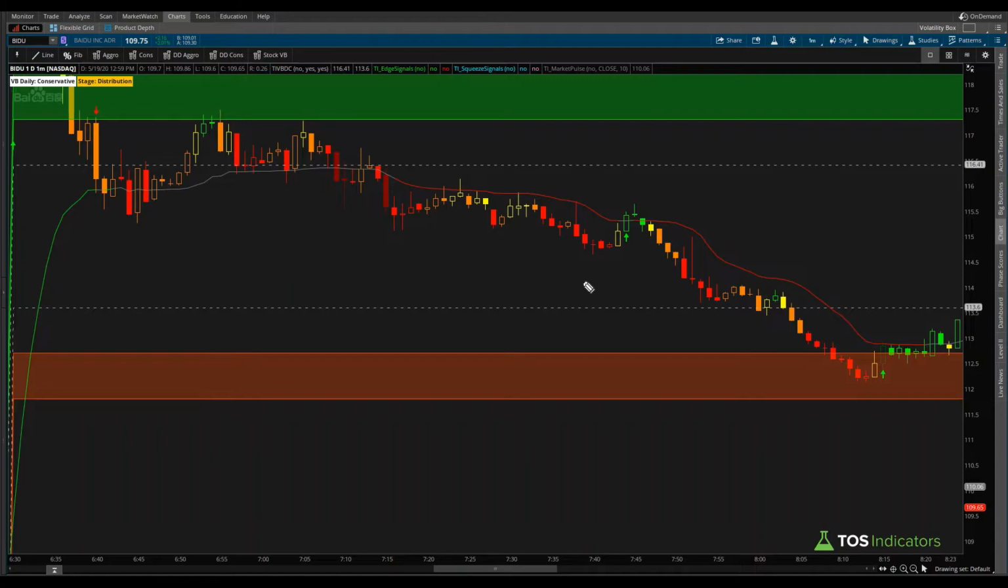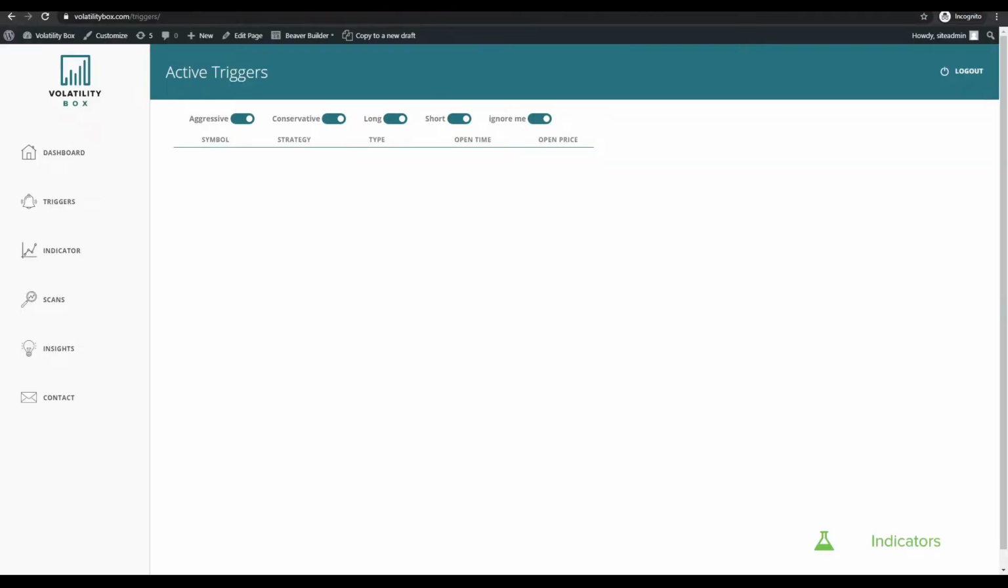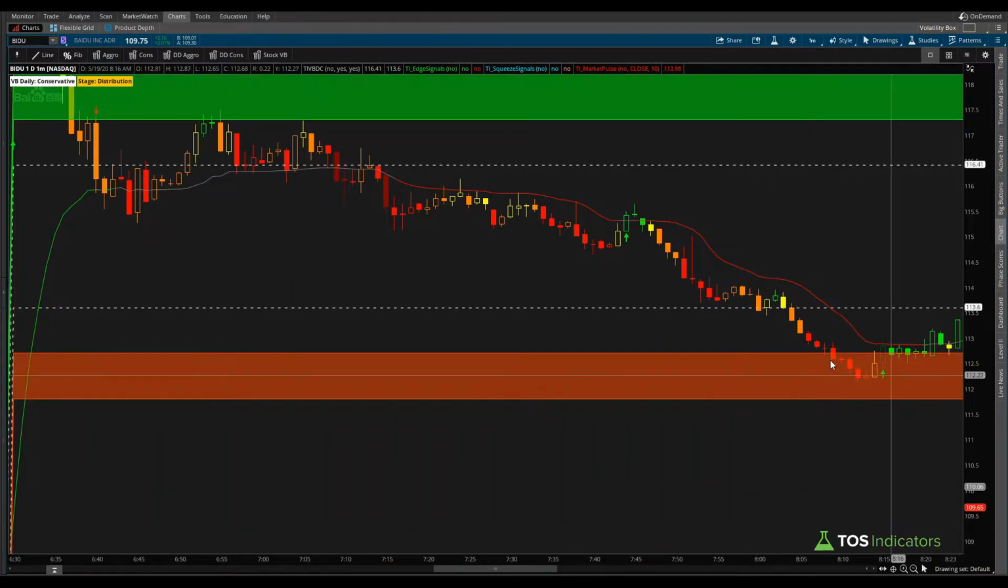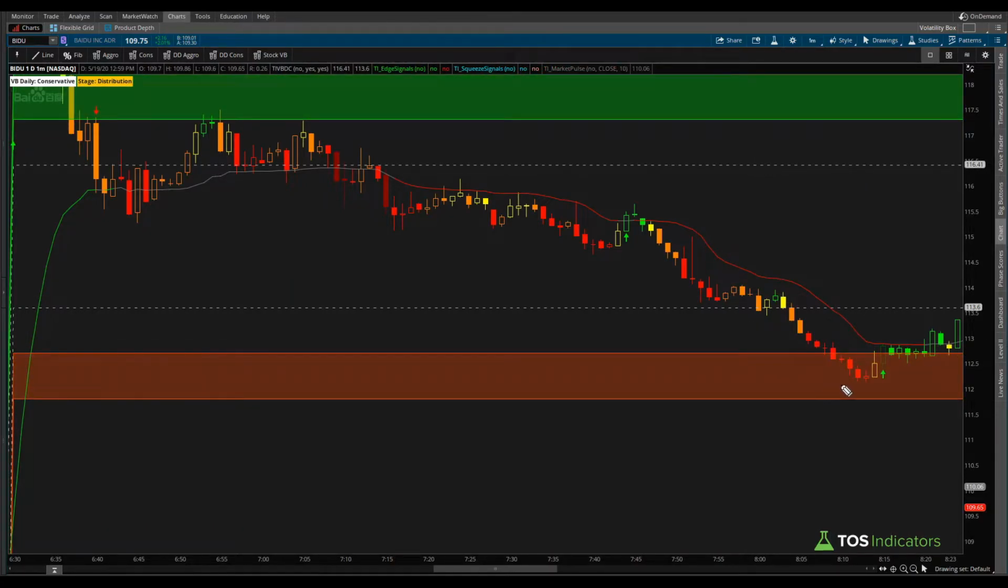All right, so starting with Baidu, we had Baidu first hit our live triggers page, which is our scanner, when it first breached our volatility box at this point. And so that's when it came on our list live during the market hours, where you had an opportunity to enter Baidu once we had our edge signal confirmation, which came right here.